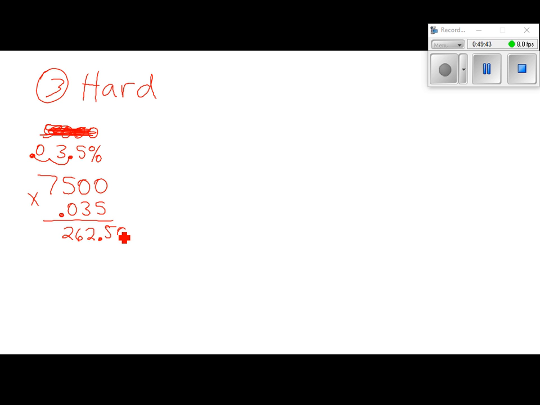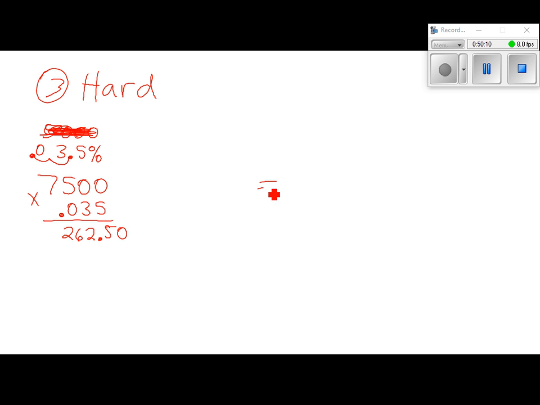Does it say that she made more than that? Yeah. So what do we know? Did she sell $7,500 worth of stuff? She sold more than that, didn't she? So we gotta somehow figure out how much more than 7,500 she sold.